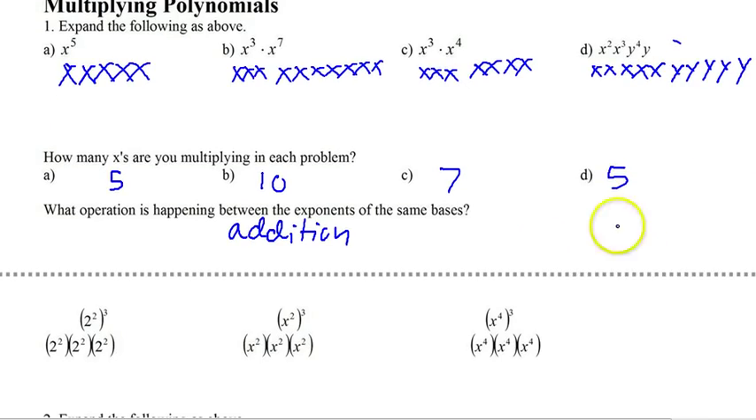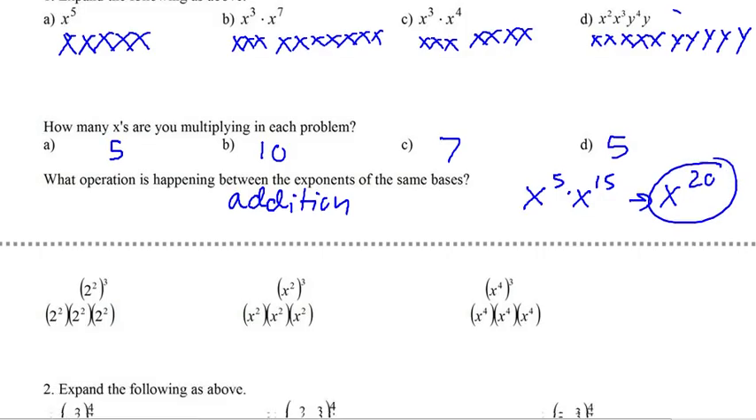Alright. So what if you have this? What would x to the 5 times x to the 15 be? You guessed it, it's x to the 20. You just add them. Okay.